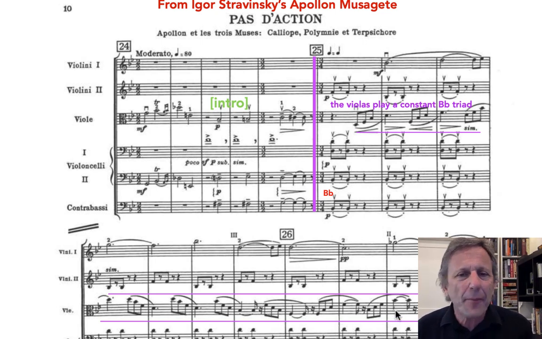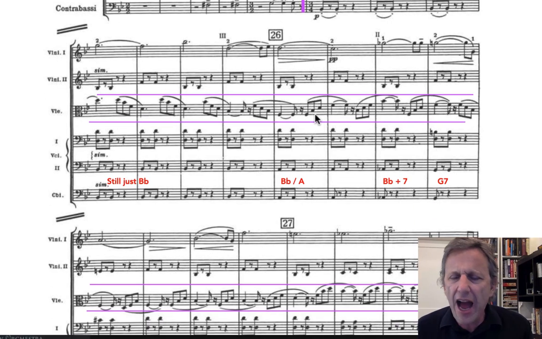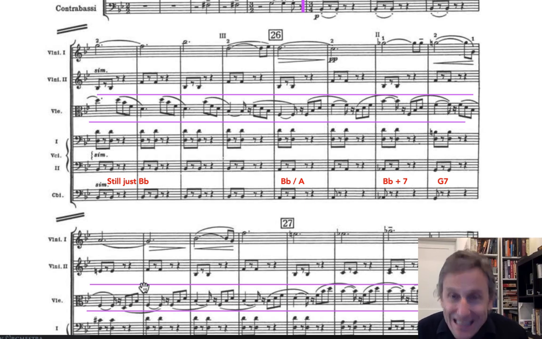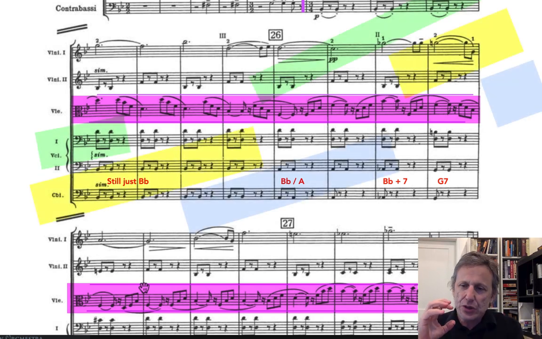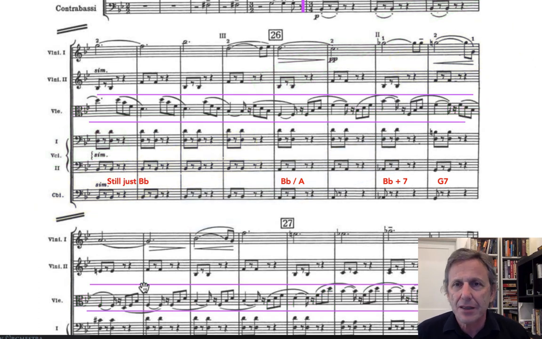Do you notice that? It's the same B-flat major triad. That key keeps going. It's going and going. It's crazy. Because what happens around that is the harmony shifts, but the B-flat triad never goes away. And what that does is it freezes this tonality while other things are changing around it. And this is exactly what Arvo Pärt does in Fratres.